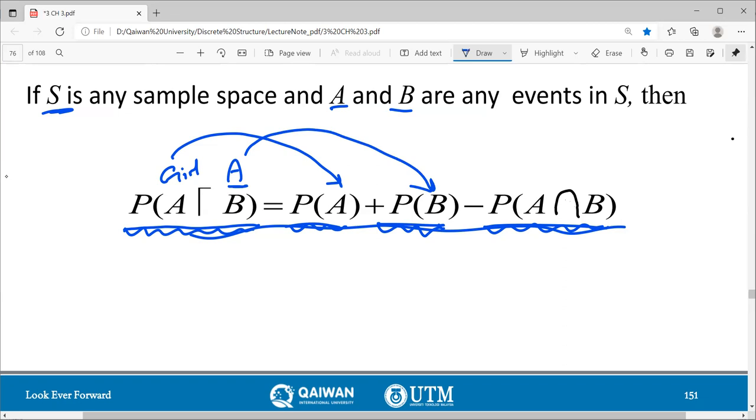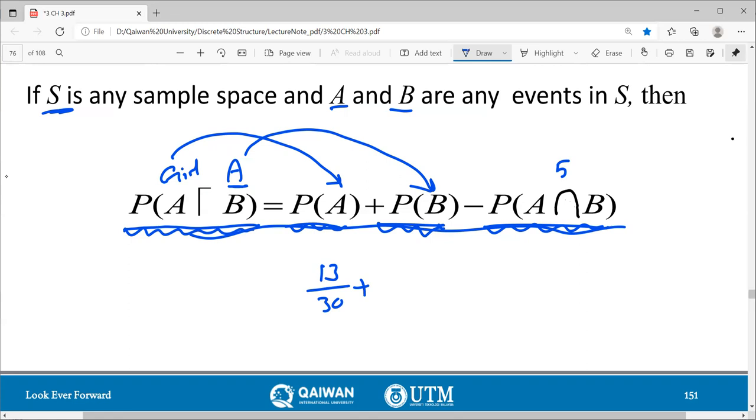We have 13 girls. Among these 13 girls, 5 of them got A grade. That means you have 5. So this is 5. How many girls do we have? 13. We take it from 30 students. We have 30 students in the class. Plus. And how many students got A grade in the class?